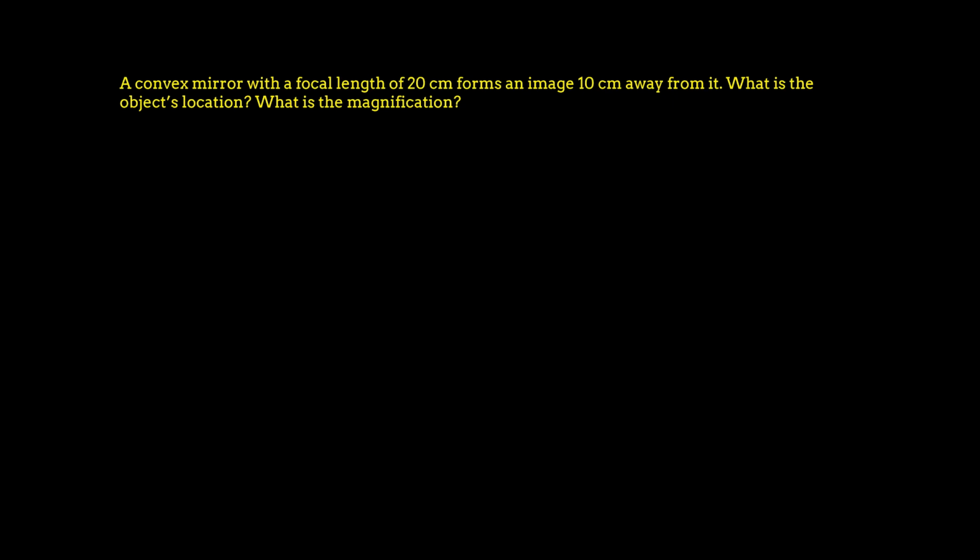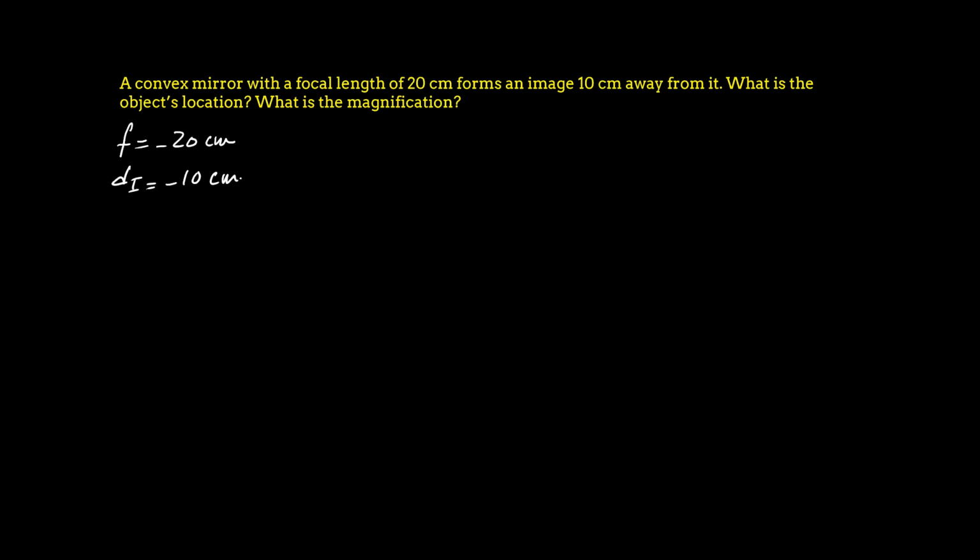Convex mirror with a focal length of 20 centimeters. So automatically F is negative 20 centimeters, because it's a convex mirror. Forms an image at 10 centimeters away from it. So D sub I is also negative 10 centimeters. Recall that the focal length, the radius, and all the images produced by a convex mirror are all on the dark side. So they're all negative, okay?